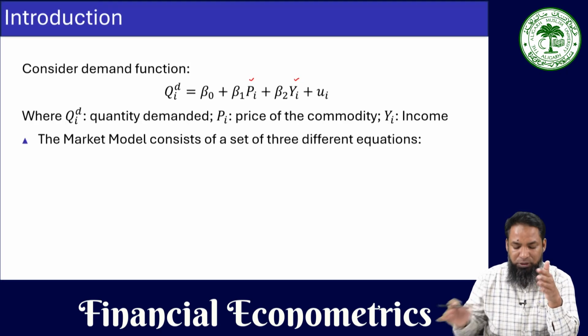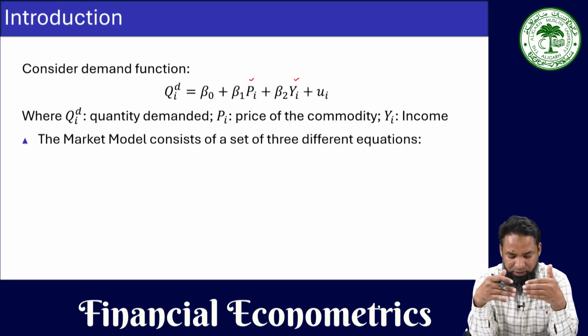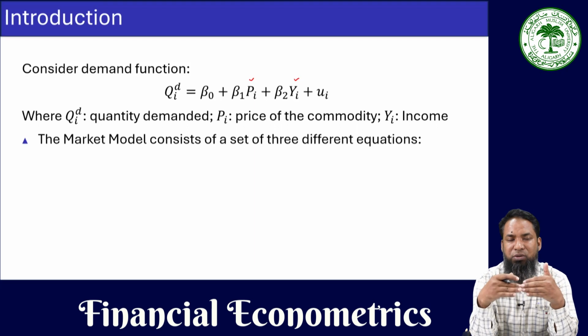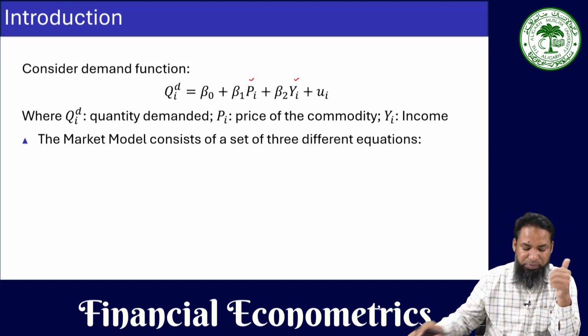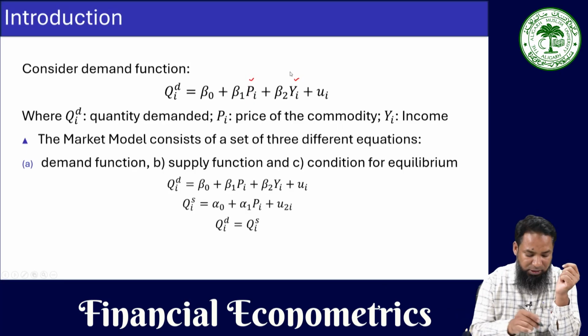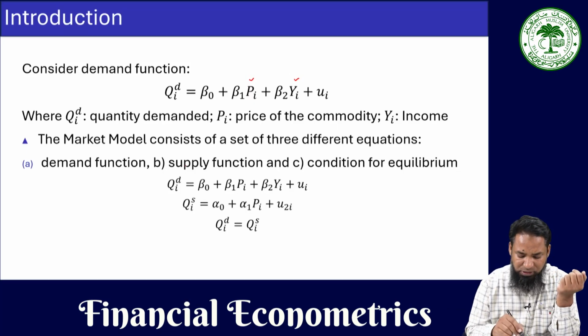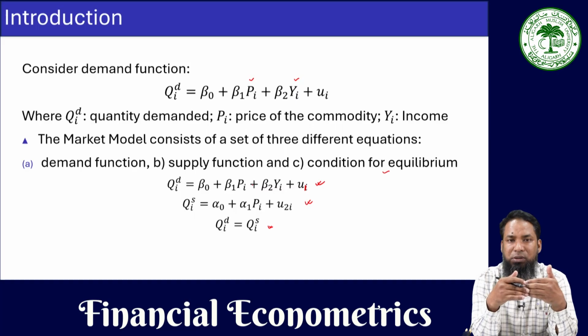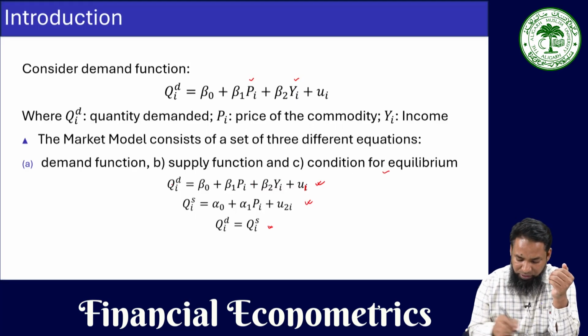So this market model says there should be a combination of three equations, and only then will we be able to determine the equilibrium demand and equilibrium supply. In isolation we cannot determine that. So the market model consists of three equations: the demand function or demand equation, the supply function, and the condition for equilibrium. We have one equation here, the second equation here, and the third equilibrium equation here. Again, in isolation we cannot do that, because the quantity demanded here is the dependent variable, but through the change it will have an impact in the other equation.